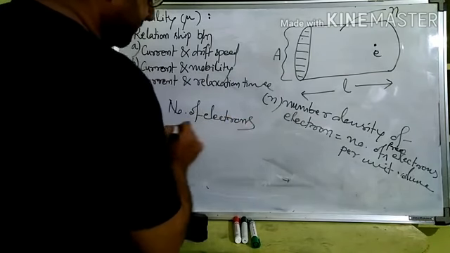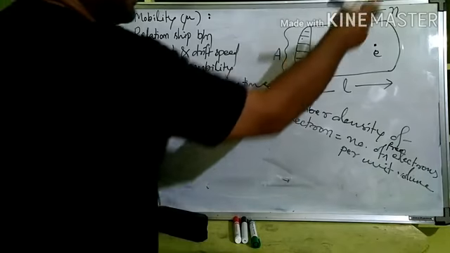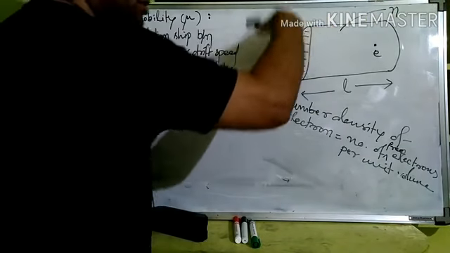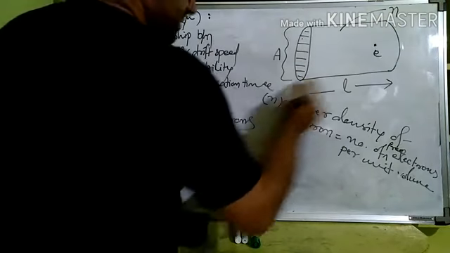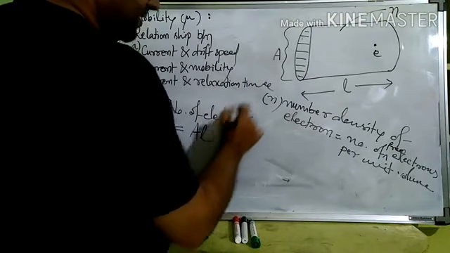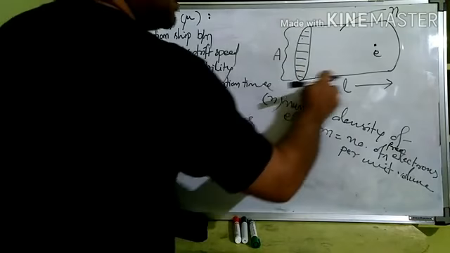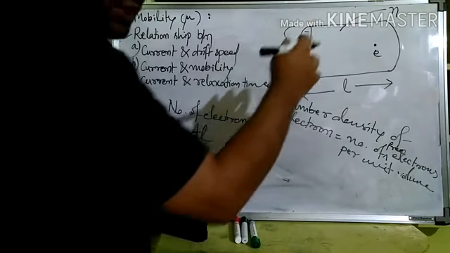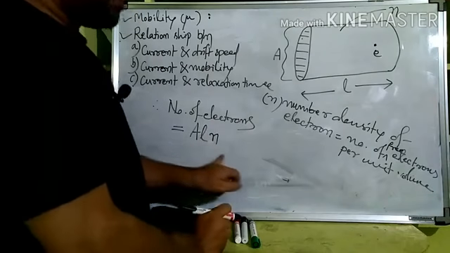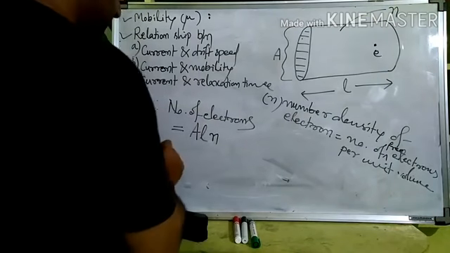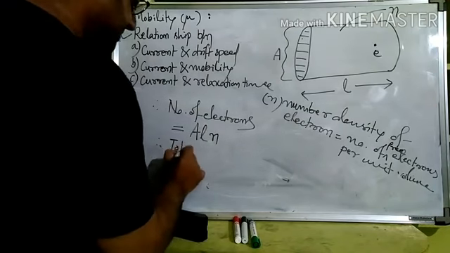What is the total number of electrons? That is equal to number density multiplied by the total volume, right? So, what is the total volume of this conductor? Isn't it AL? A is the area of cross section multiplied by L is the total volume of the conductor, multiplied by number density is the total number of electrons. Yes.